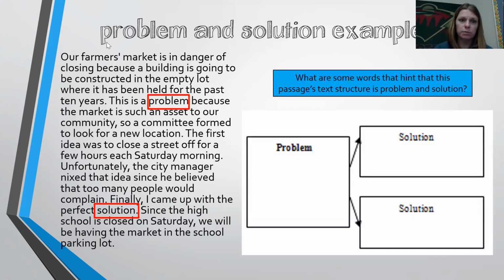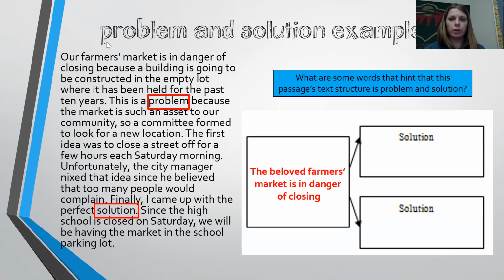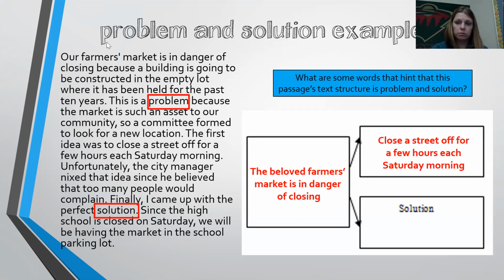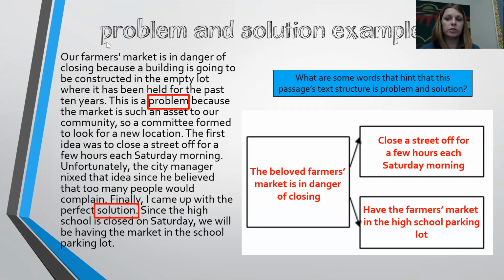And let's look at how we would fill this out. So what is our problem? Farmers market is in danger of closing. The beloved farmers market is in danger of closing and people care. Here we've got 2 solutions. One that turns out to not be such a great one, close off a street for a few hours each Saturday morning, but there's some flaws in that solution. So the author came up with a better one, which is to have the farmers market in a high school parking lot on Saturdays when it's not being used. Problem, solution.